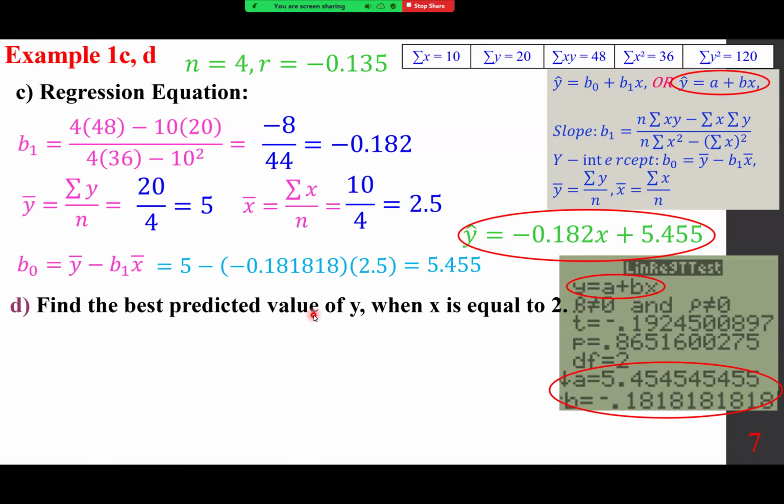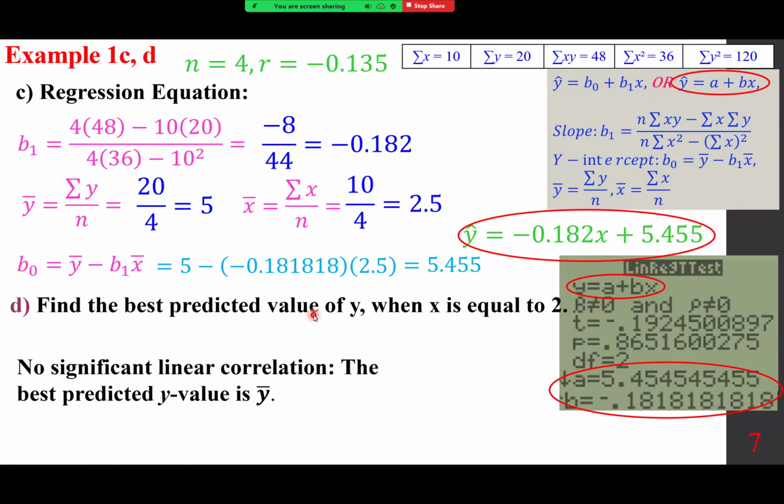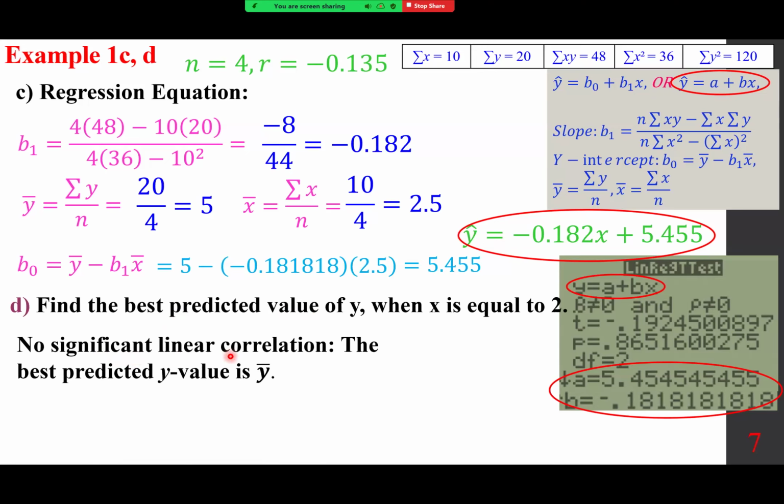Find the best predicted value of y when x is equal to 2. Here's the general idea. Since there is no significant linear correlation, the best predicted y value is y bar. If we prove there is a correlation, we plug in, so we replace the x with 2. Since we prove there is none, no significant correlation, then y bar is the answer, which is 5.